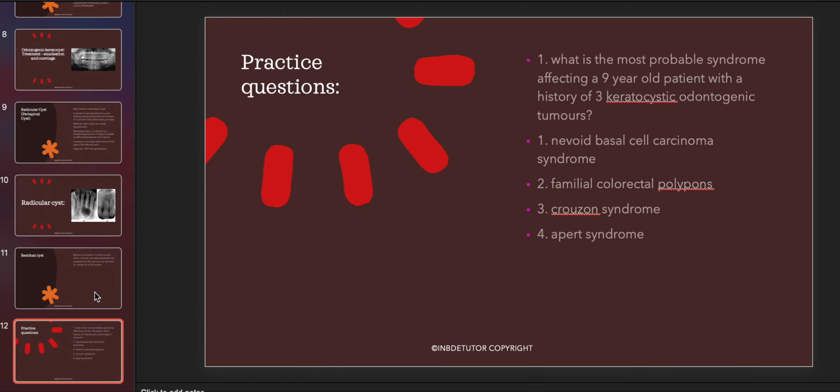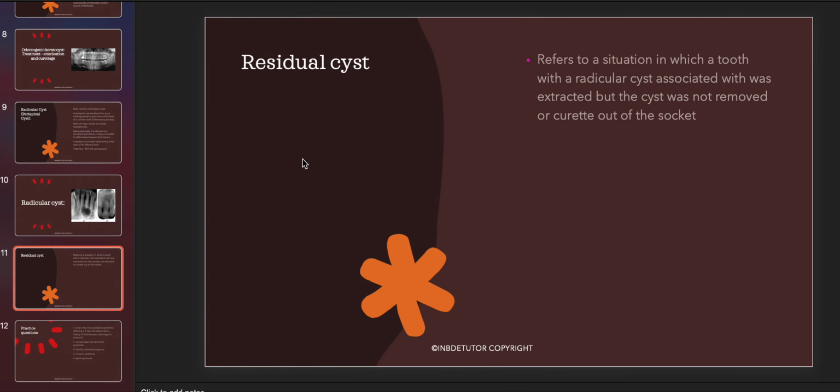The last one we will be talking about is the residual cyst. Residual cyst refers to a situation in which a tooth with an associated radicular cyst was extracted, but the cyst was not removed or curetted out of the socket. So on a radiograph, you will see only the cyst and there is no tooth in the jaw. Radiographically, it appears as a round or oval radiolucency at the site of a previous tooth extraction.